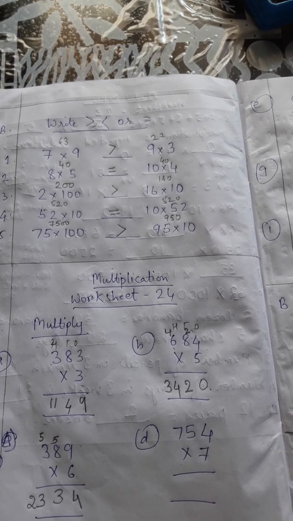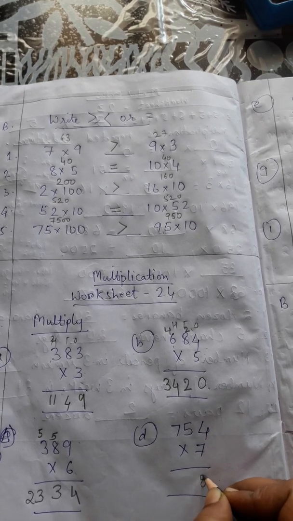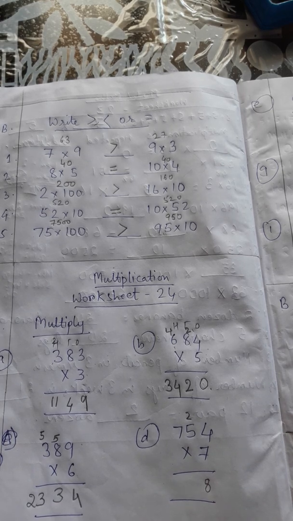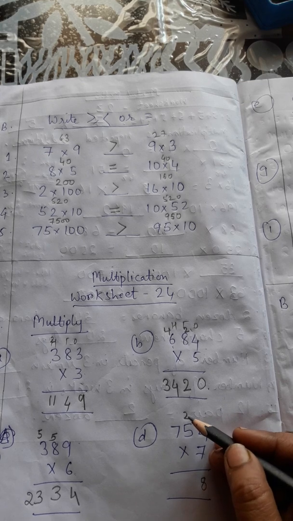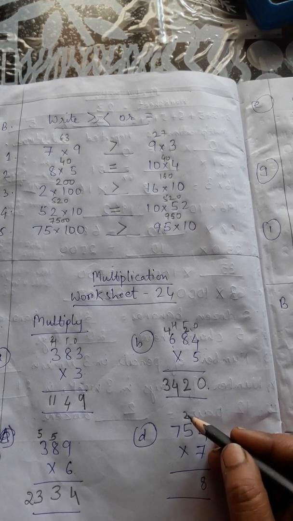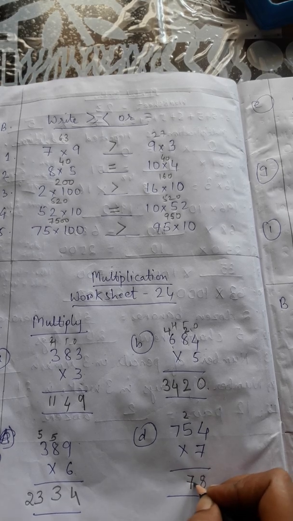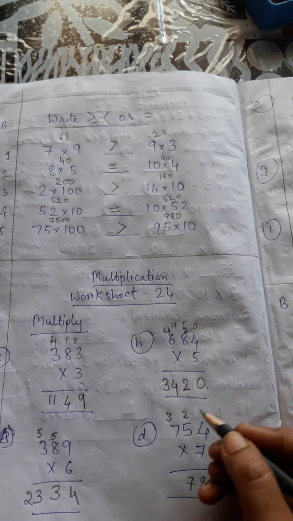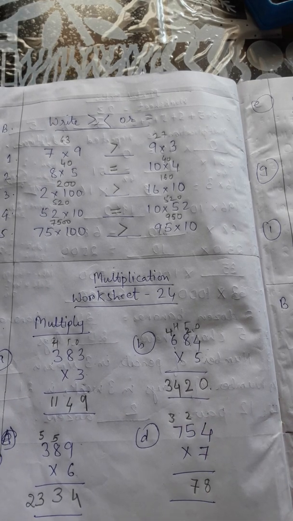Next, multiply 754 into 7. So 7 fours is how much? 7 fours is 28. Put 8 in the ones column, 2 at the tens. 7 fives is 35. 35 plus 2 will be 37. So write 7 at the tens column and 3 at the hundreds. Take 3 over to the hundreds, please.